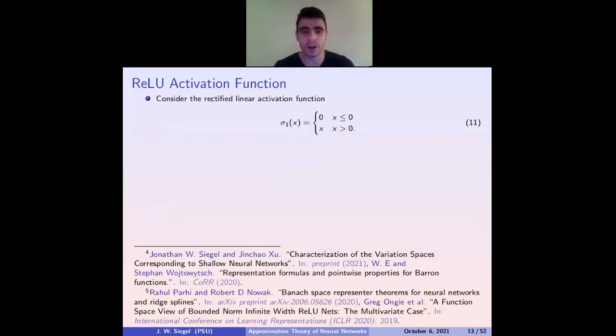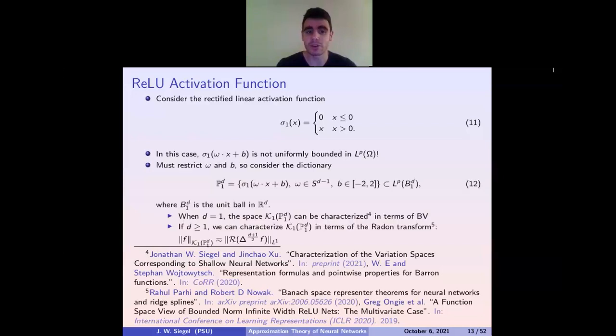And this is a case where I can't just let my dictionary of functions be σ(ω·x + b) for arbitrary ω and b, because that dictionary would not be uniformly bounded in L^p. If I make ω or b large, I can make this function very large. So in order to get around that, we're just going to restrict these inner weights. So we're going to restrict ω and b: ω, the direction, has to be in the sphere, and my bias b has to be in some interval.